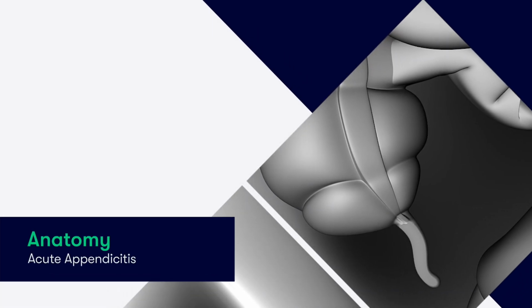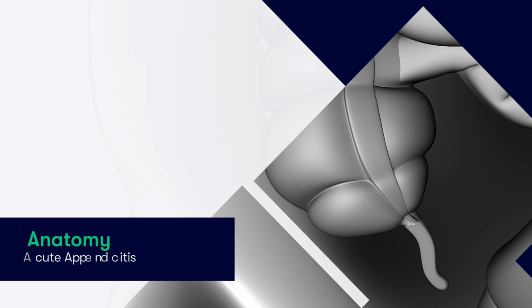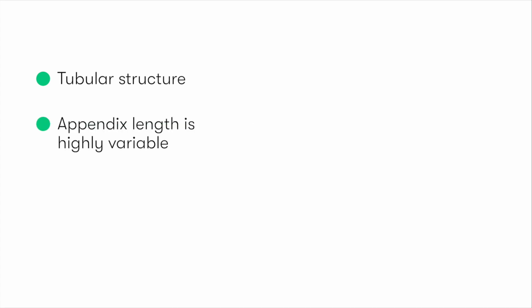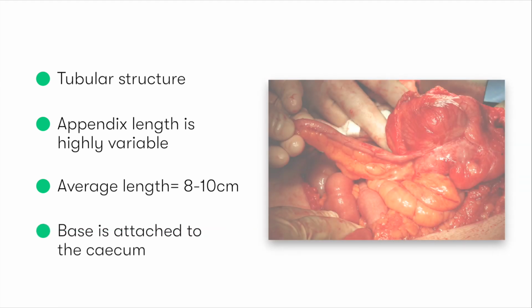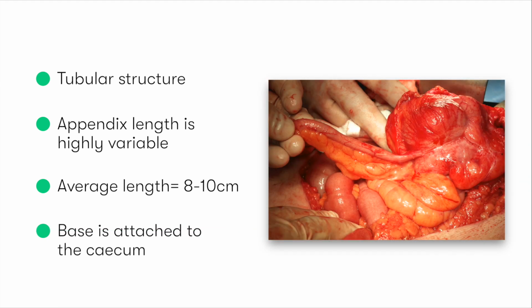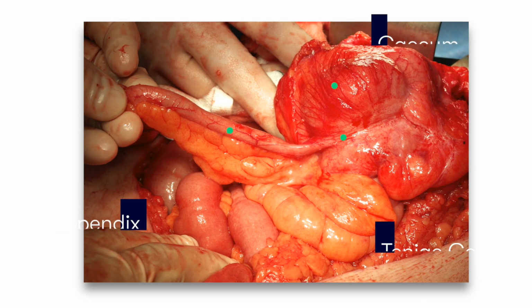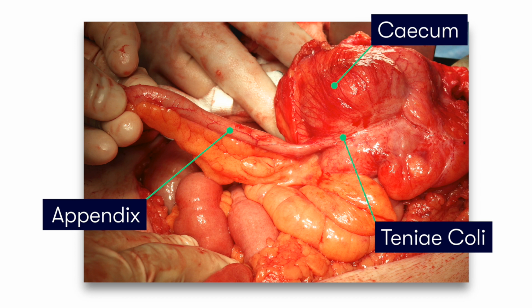If we now take a look at the anatomy of the appendix, as we know, the appendix is a tubular structure which looks like a worm. It does vary in length between individuals and measures between 2 cm to 20 cm, so it can get surprisingly long. But the average length is around 8 to 10 cm. Typically, the base of the appendix is located at the point of the cecum where the longitudinal taenia coli converge. And by remembering this, it gives us an easy way to find the appendix if we're struggling to locate it during surgery.